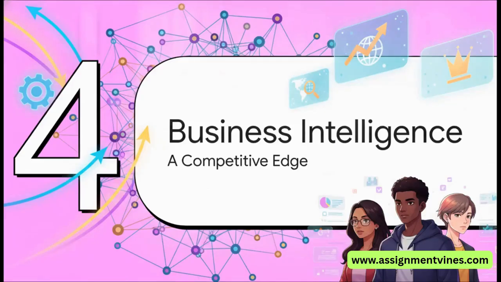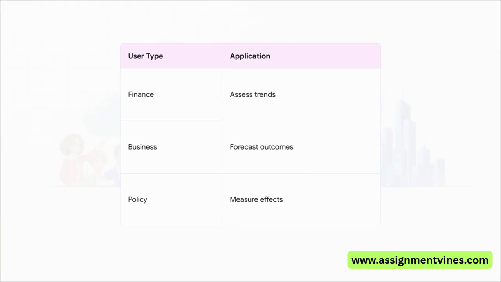All right, part 4, driving modern business intelligence. The sheer flexibility of these tools across different sectors is just vast. Take financial institutions, for example. They use econometric models to assess market trends and pinpoint highly specific investment opportunities. Then you have everyday businesses using them to evaluate their operational performance and forecast outcomes. And even policymakers are relying on them to measure the actual real-world effects of economic interventions.